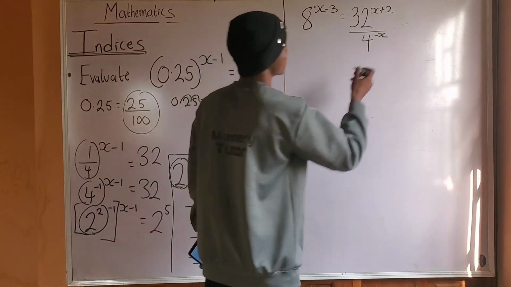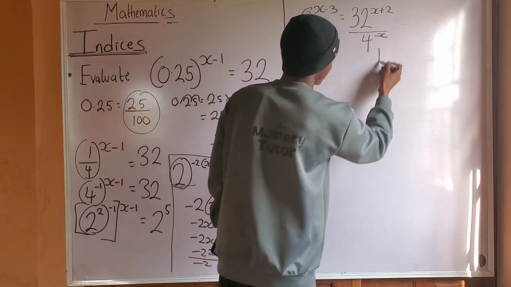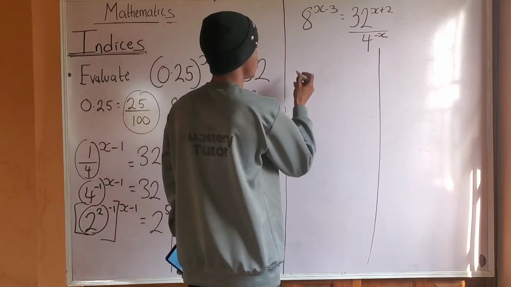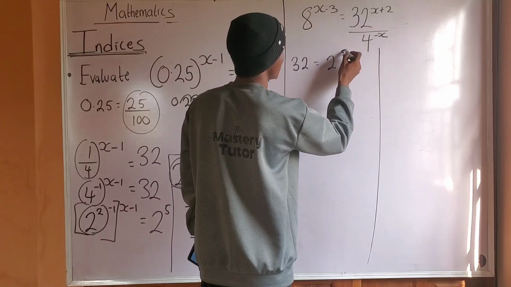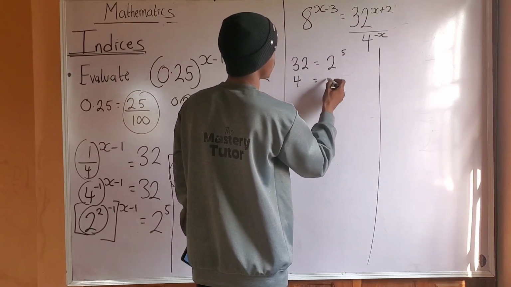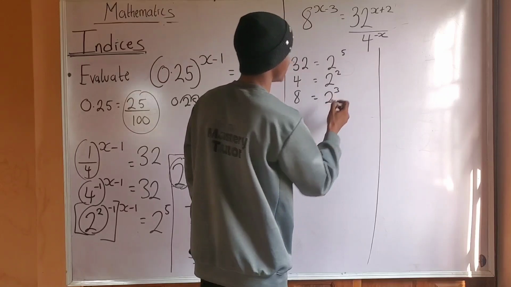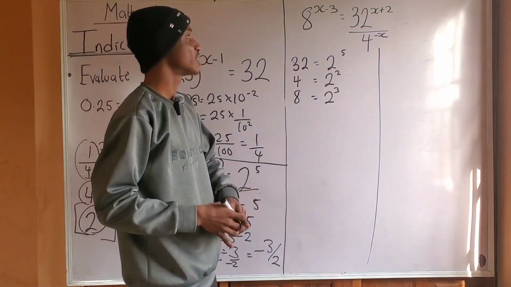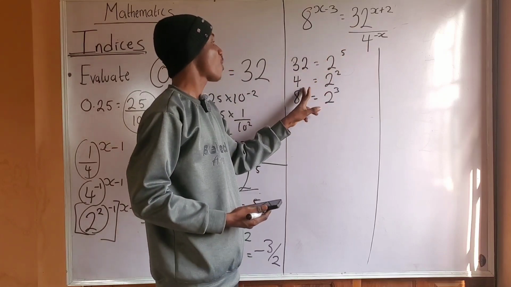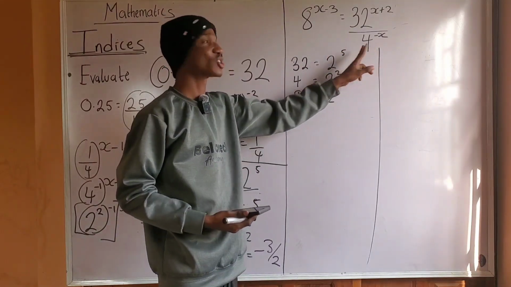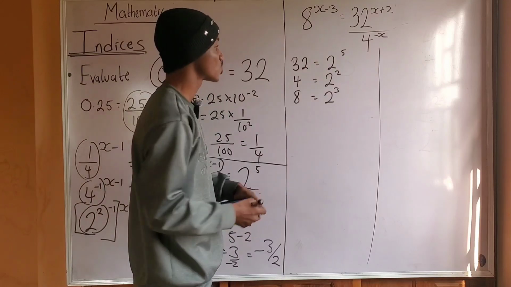Do you know that? Okay, 32 equals 2 raised to the power of 5, right? 4 equals 2 raised to the power of 2. 8 equals 2 raised to the power of 3. So here, I'm going to first replace 32 as 2 raised to the power of 5 in this equation, 4 as 2 raised to the power of 2 in this equation. Also, 8 will be replaced as 2 raised to the power of 3. So let us quickly do that.